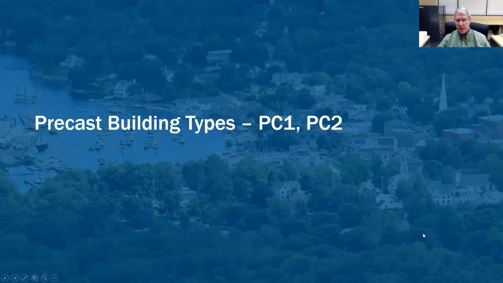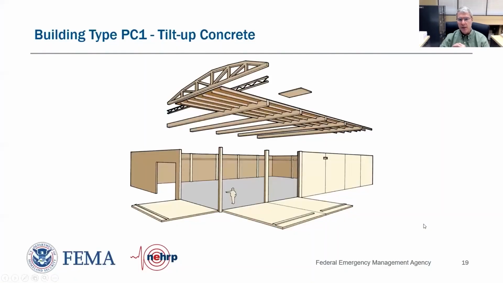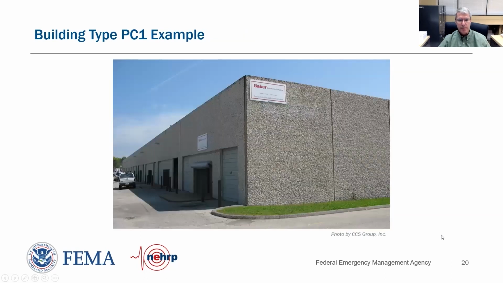Part of concrete buildings are precast building types, so PC1 and PC2. PC1, I always like to think of as your big box warehouse. It's single story, it's concrete tilt-up walls, and then we've got a roof diaphragm, which can be wood, or it can be metal steel joists with metal deck on top. But the big issue with these buildings is the connectivity or attachment of the roof diaphragm to the walls. That's kind of our critical vulnerability with these particular buildings.